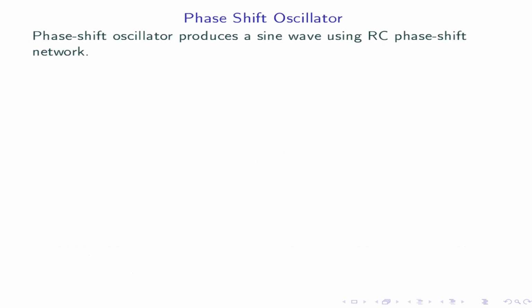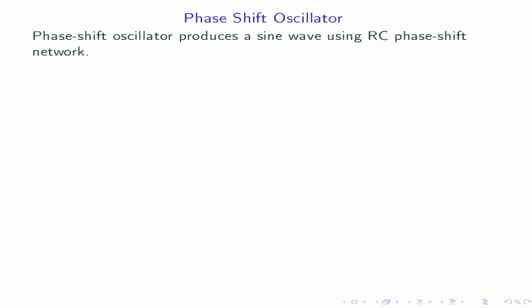A phase shift oscillator produces a sine wave using an RC phase shift network. LC tank circuits suffer from frequency instability and impure waveform, and they cannot be used for very low frequencies because they become too bulky and expensive.